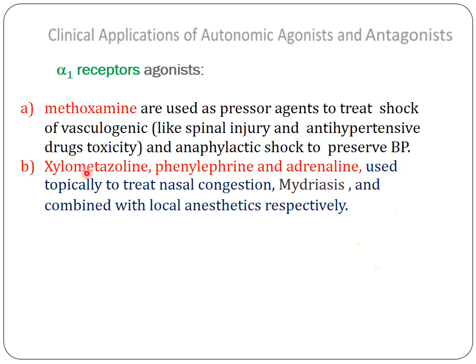We have also xylometazoline. It is mainly given topically as a nasal drop or nasal spray to treat nasal congestion through vasoconstriction of the nasal vasculature. Phenylephrine is also present as a topical eye drop to produce mydriasis, or dilatation of the pupil, before ophthalmological examination. So these are alpha 1 receptor agonists.